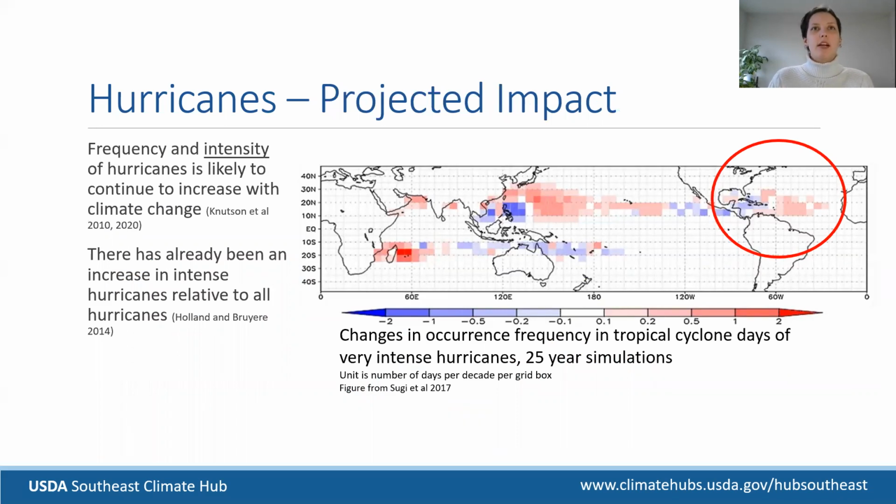Hurricane intensity has already been increasing, like I discussed, and the frequency and intensity is expected to continue to increase into the future as well. The image on the right shows changes in the frequency of tropical cyclone days of very intense hurricanes. The Southeast area and the North Atlantic Basin are outlined in the red circle, and here we can see the results from a 25-year predictive model showing an increase in very intense hurricanes in this area.